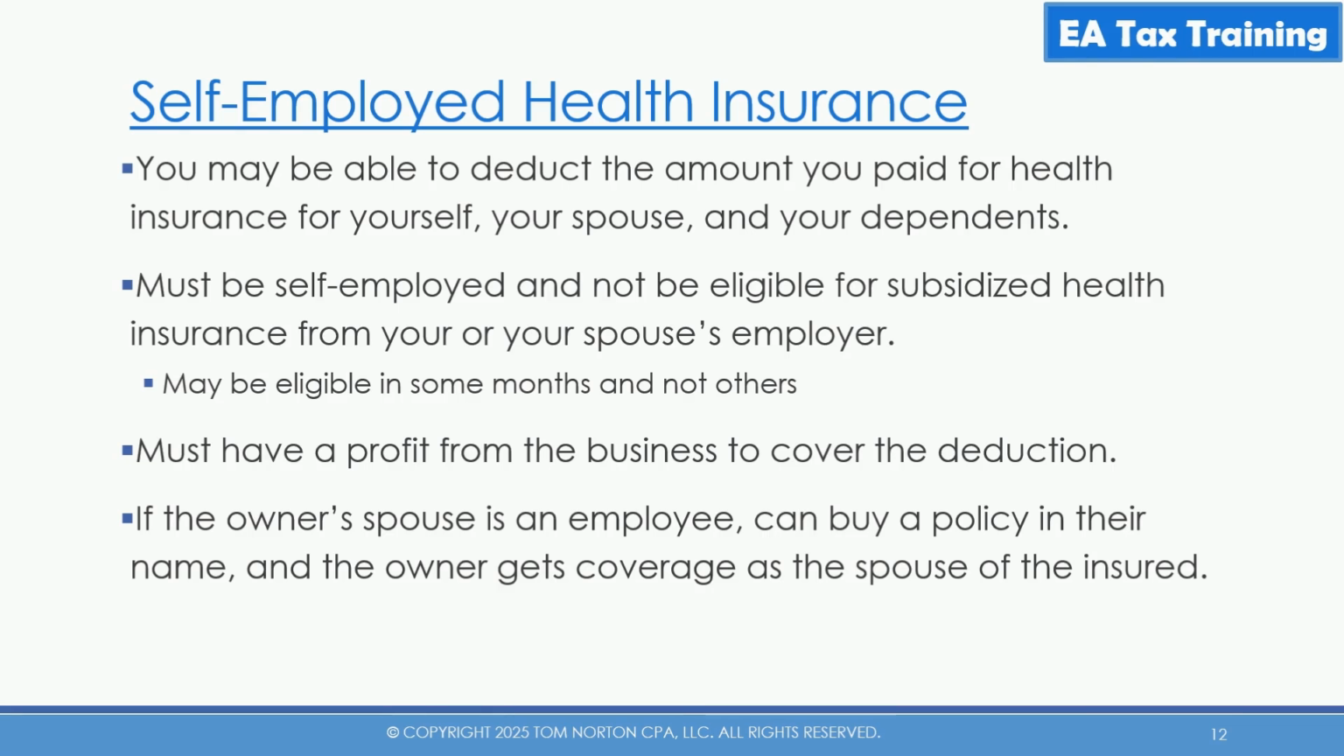Another way a sole proprietor can get health insurance is if their spouse works in the business, so the spouse is an employee, then if the business offers health insurance to their employees, the spouse can buy a policy in their name, and then the owner gets coverage as the spouse of the insured.